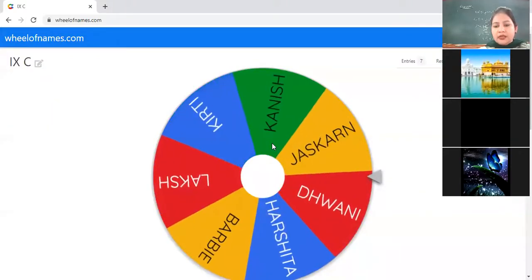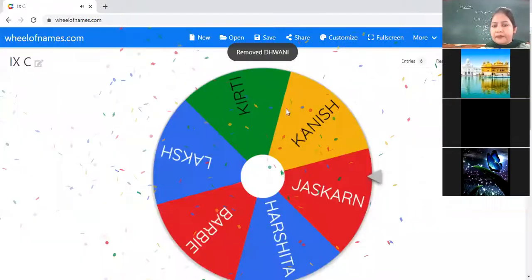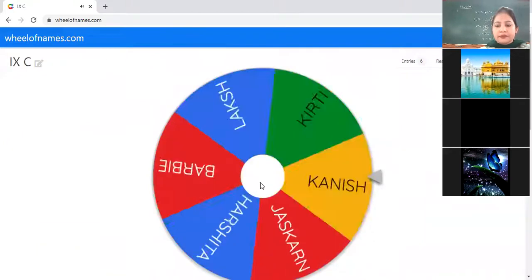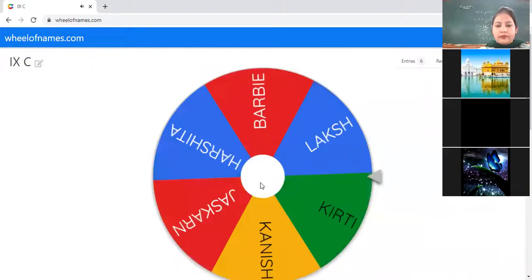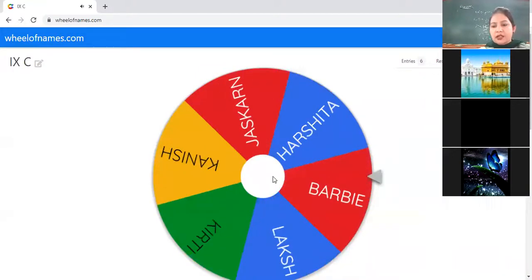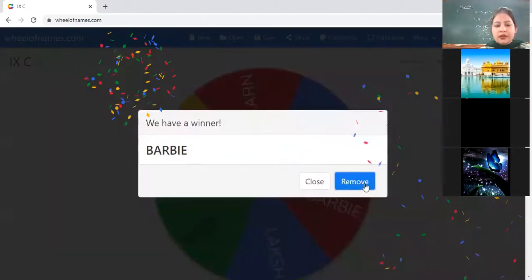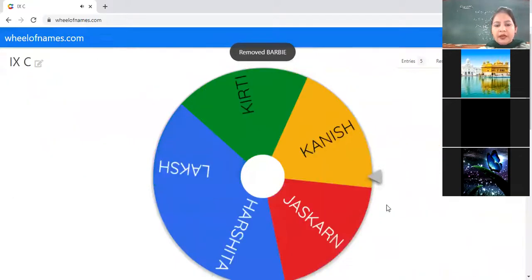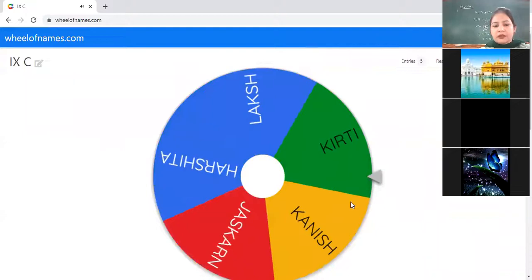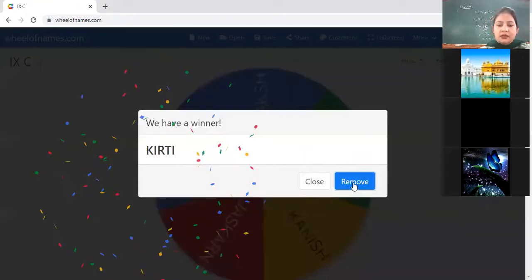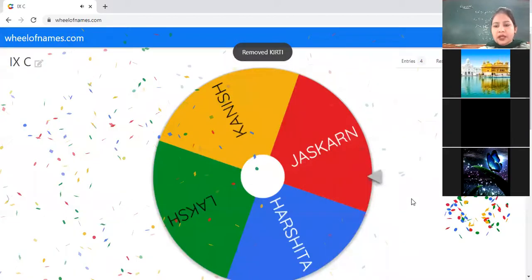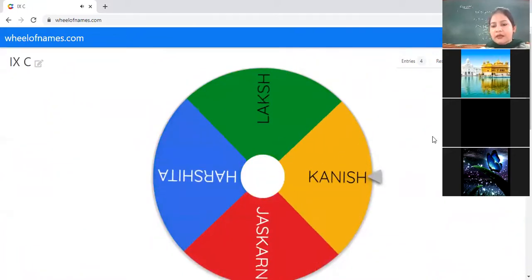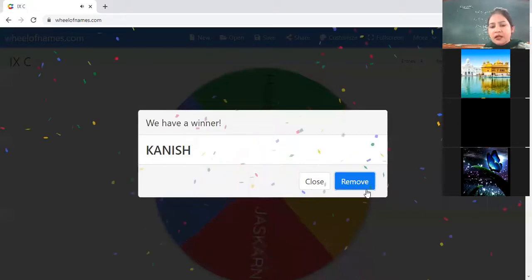Dhwani, raise your hand. Not there? Okay. Barbie, next turn is Barbie. Is Barbie there? No. Okay. Only five people are left now. Kirti is also absent, I suppose. Four are left. Okay, let's see. Kanish, you have also given an answer, but even then you can answer. Raise hand.